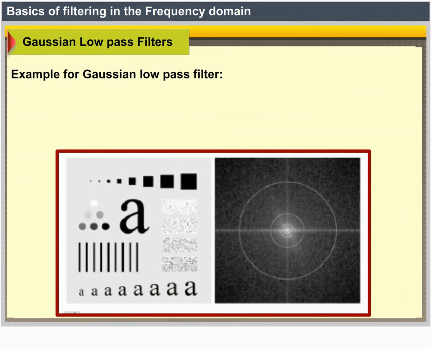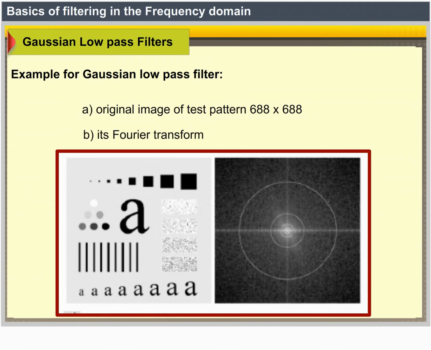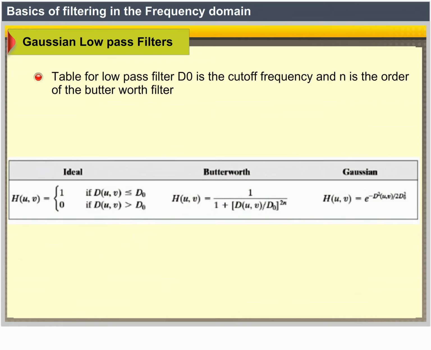Example for Gaussian low-pass filter is represented on the screen. Figure A, original image of test pattern 688 x 688. B, its Fourier transform. The table shows the low-pass filter, D0 as the cutoff frequency and n is the order of the Butterworth filter.